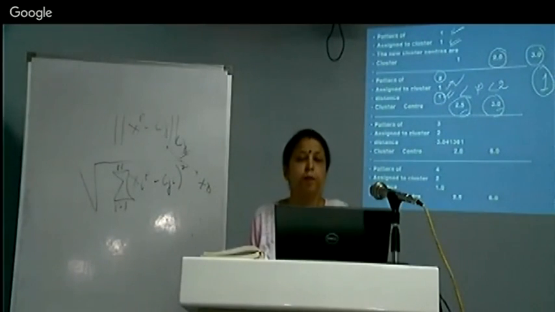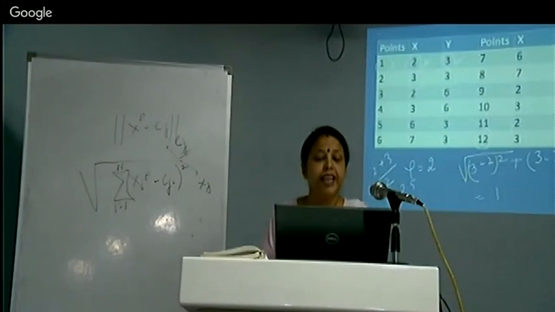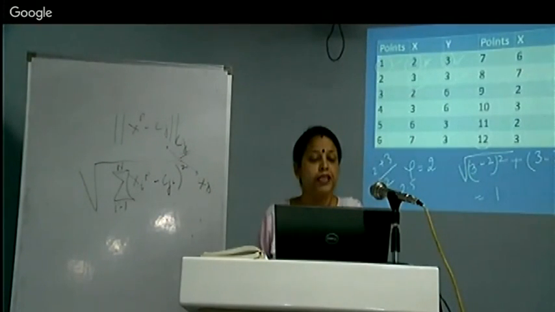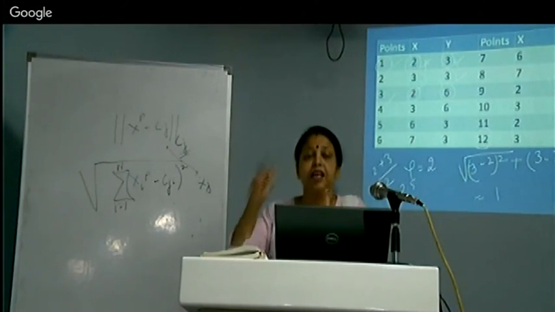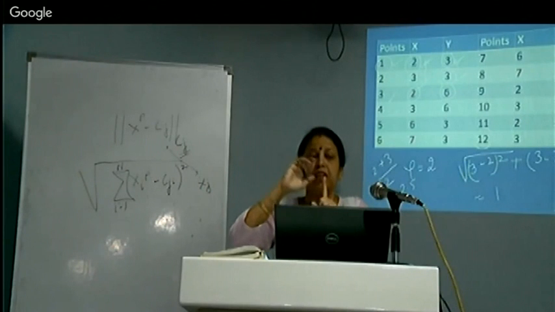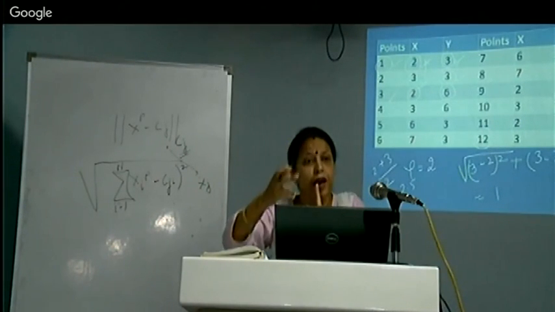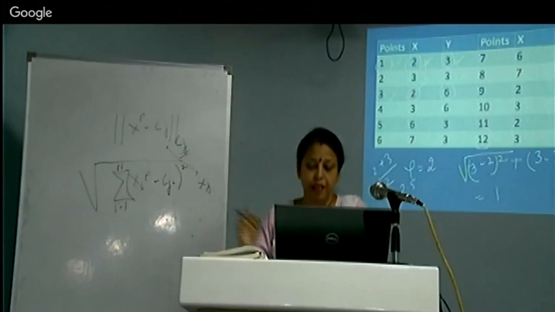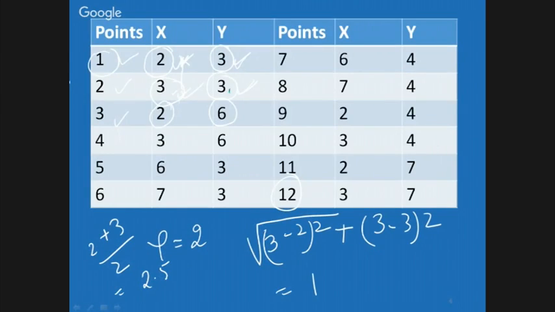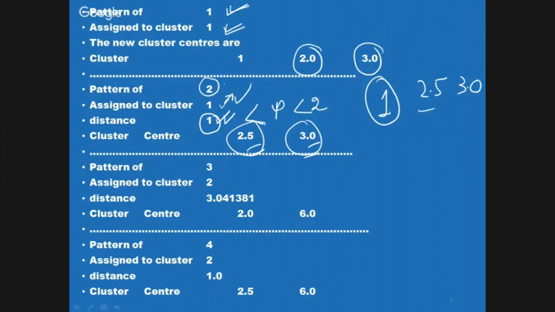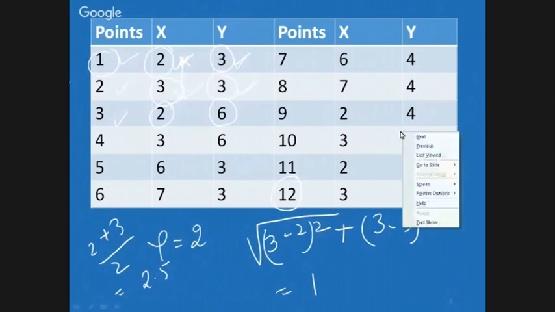Now next is pattern number 3. Let us take pattern number 3. For pattern 3, the point is 2 and 6. Till now we have only one cluster. We have to check whether this 2 and 6 will be contained in cluster 1 or it will be some new cluster. We have to find out. 2 and 6 are the point and c_j is 2.5 and 3, right? So what will be the distance? Again it will be root. It was 2 and 6, sorry.